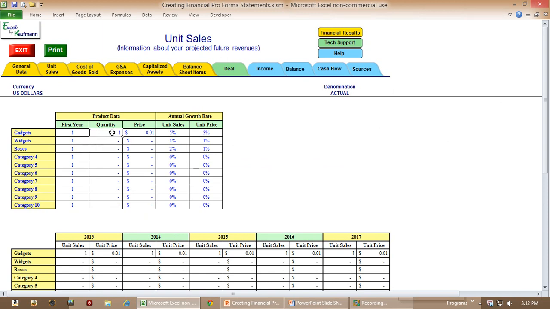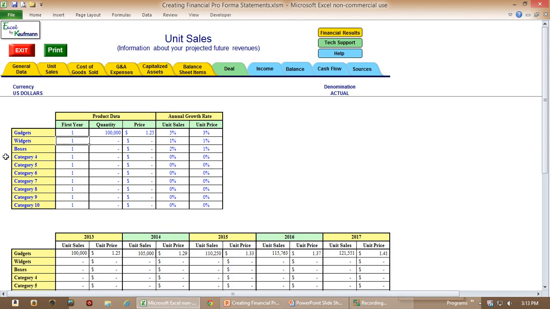So let's say they decided 100,000 in the first year. You see down here unit sales, unit price of one. I'm going to sell them for $1.25. And I already have in here, I'm going to estimate an increase in unit sales of 5% a year and 3% on the price. And you can see the price is reflected here in these columns at that rate.